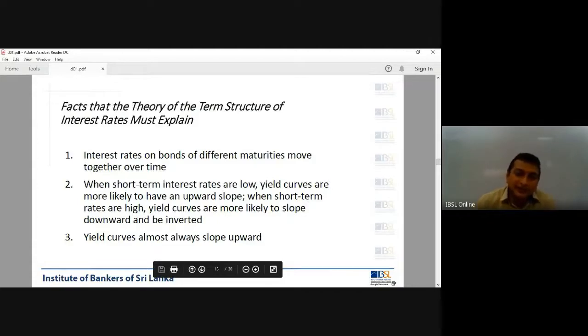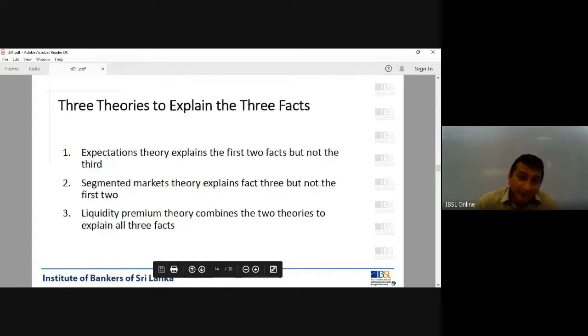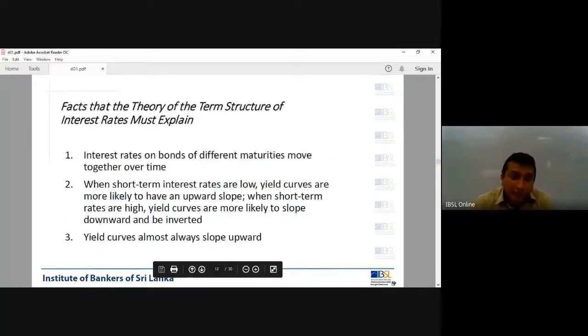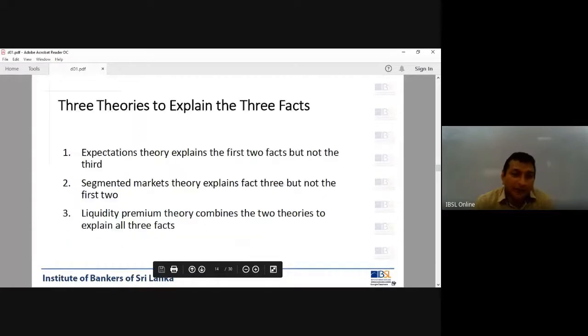We are trying to unearth these things by looking at three theories that explain these three facts. So the term structure theory that you look at now has three elements. First, interest rates of different maturities move together. When short-term rates increase, you expect medium to long-term rates also to increase. When short-term rates are higher, you expect the yield curve to be downward sloping. When short-term rates are lower, you expect the yield curve to be upward sloping. And also you expect yield curves most of the time to slope upward. So this is what the term structure theory tries to explain.